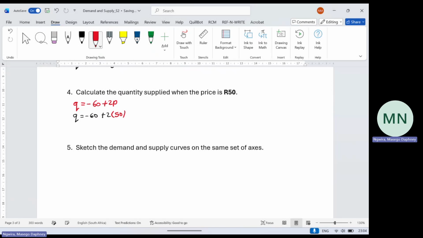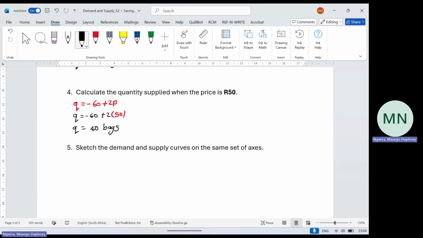So when the price is 50, quantity supplied will be how many bags? 40 bags when the price is 50 rand. Okay.